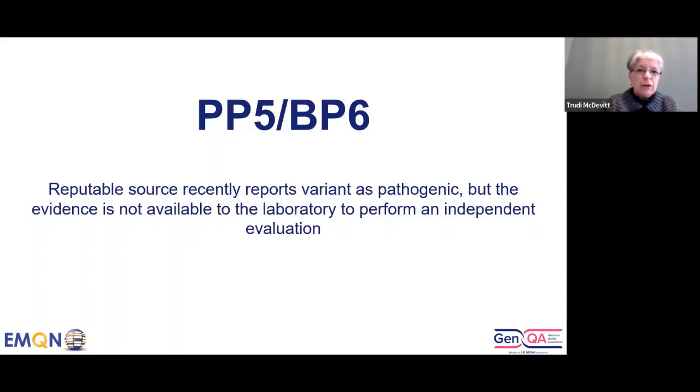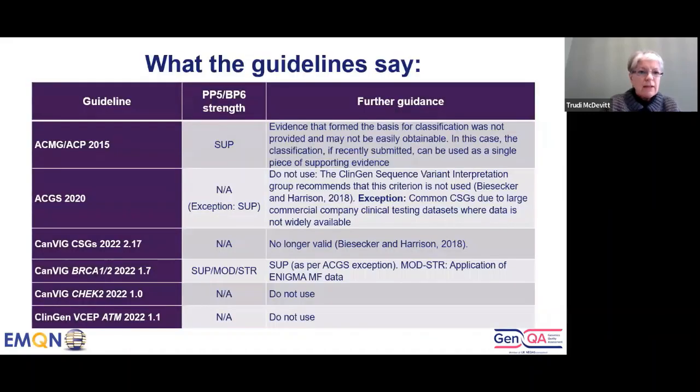So now we're going to move on to the PP5, BP6 reputable source codes. So these are codes that can be applied to data that's reported on the ClinVar database. Next slide, please. The guidelines say, initially ACMG rules say that these codes could be used at a supporting level. The ACGS 2020 guidelines removed the use of this code for rare diseases, but allowed an exception for common cancer susceptibility genes due to the large data sets that are available on the ClinVar website, data from Ambry, Invitae, GeneDx, for example.